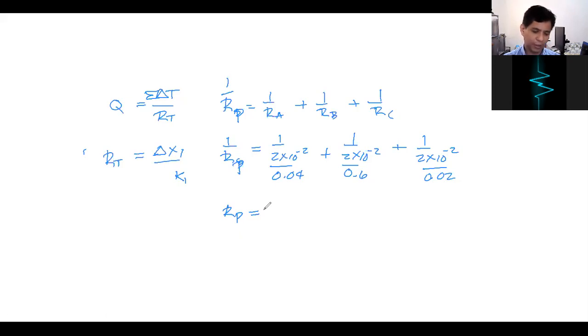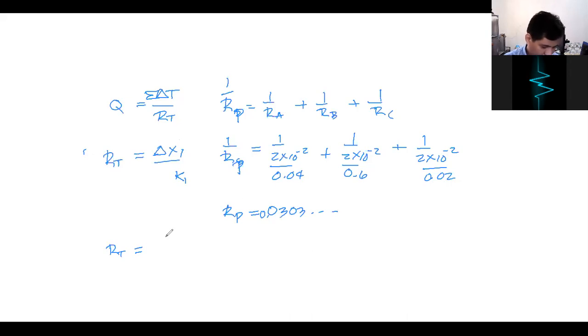Ito yung 0.0303, ano? Tatandaan niyo pa ba? 33. Tapos 1 divided by n. Ito yung 0.03000303, di ba? Kanina. Ito yun. Yung paulit-ulit na 0.0303. Okay? So, para makalculate yung R total, yung delta x1 plus yung delta xa plus yung k1.